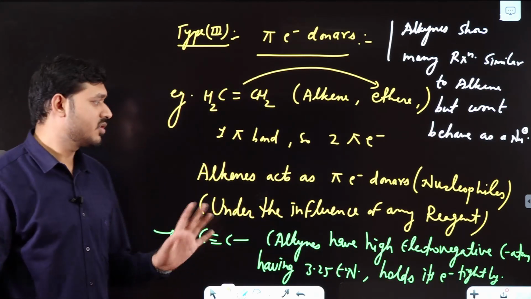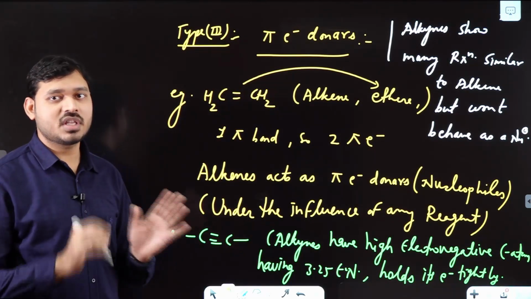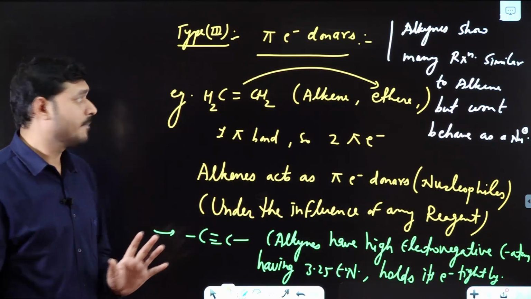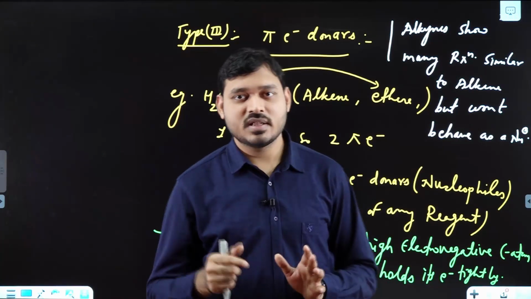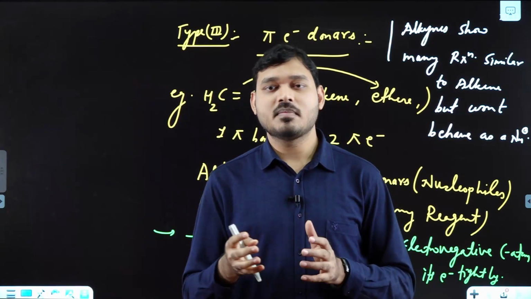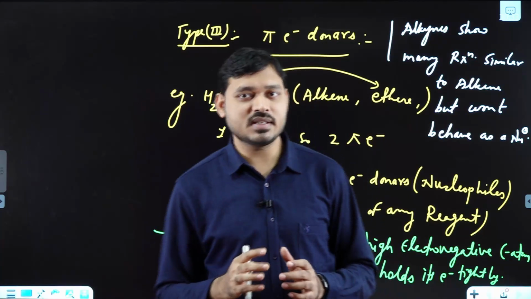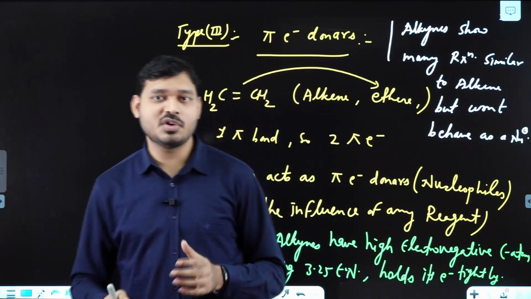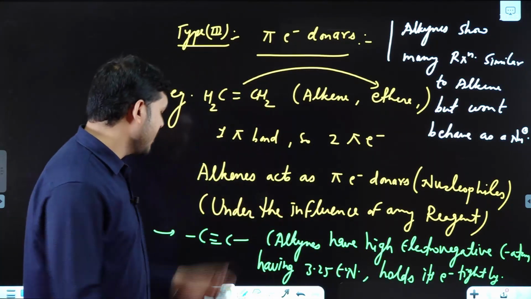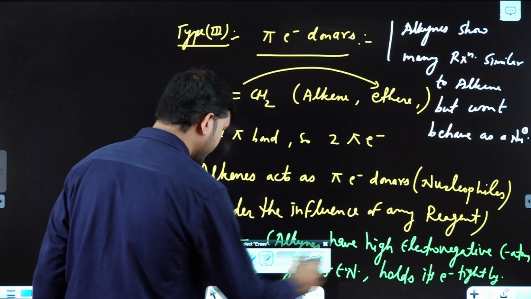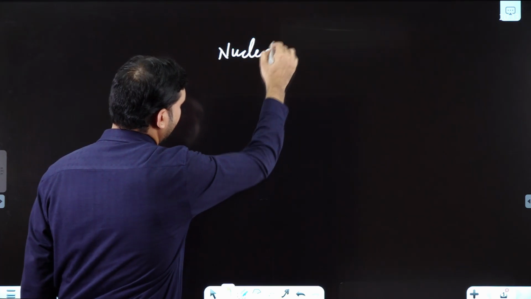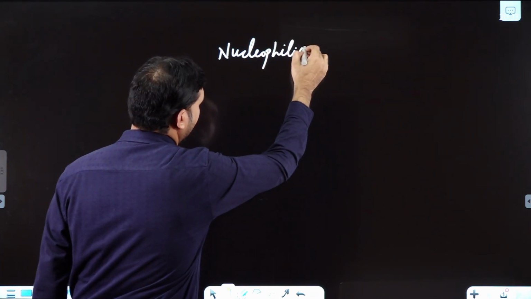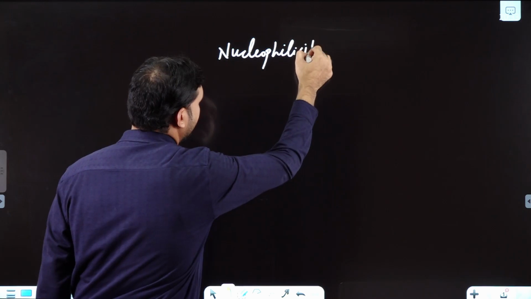Clear to you? So remember, we have discussed three types of nucleophiles. First type was negatively charged nucleophile, which is most nucleophilic. Then second comes neutral but having lone pair, and third is pi electron donors, due to pi electrons. So if I have to say about nucleophilicity.